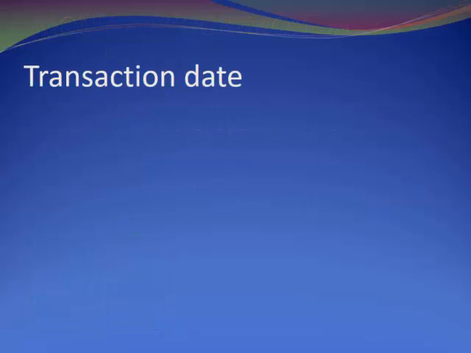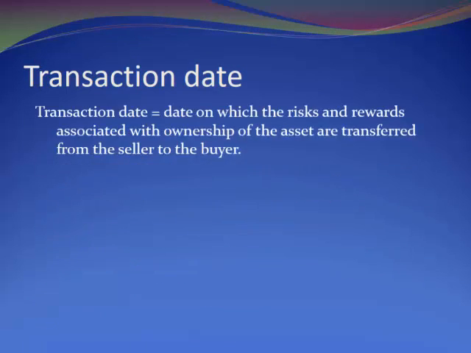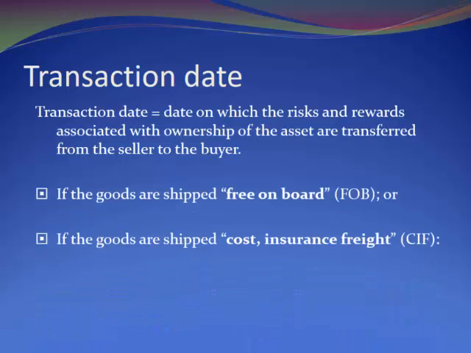Transaction date, also a very, very important definition. Transaction date is the date on which the risks and rewards associated with ownership of the asset are transferred from the seller to the buyer. In this case, we have two items, free on board and cost insurance freight. Now, if goods are shipped free on board, that means that the company will produce the goods, they will ship it to you, and when it is loaded free on board at a port of entry, such as a ship or an aeroplane, on that day the risks and rewards of ownership will transfer to the buyer.